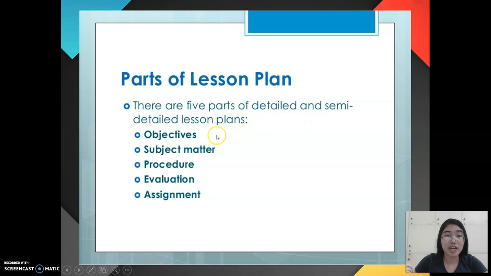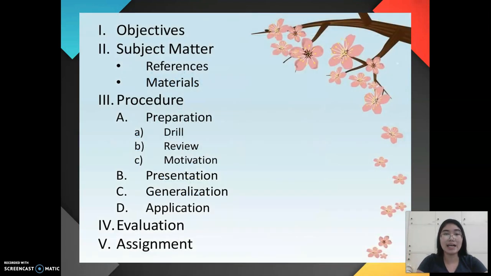So we have objectives, subject matter, procedure, evaluation, and assignment. Specifically, the objectives are composed of three domains of learning. What are those three domains of learning? We have the CPA: the cognitive domain, the psychomotor domain, and the affective domain.